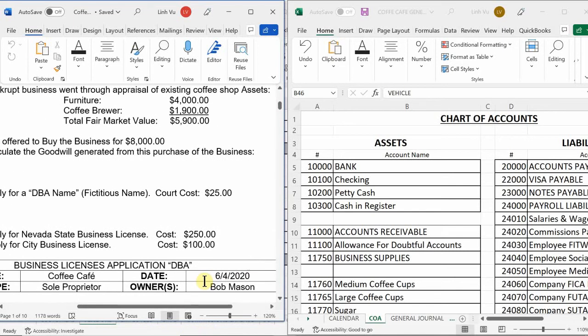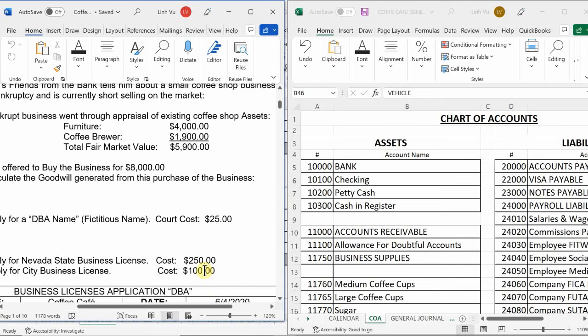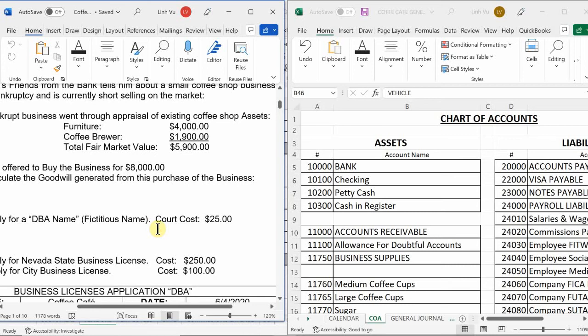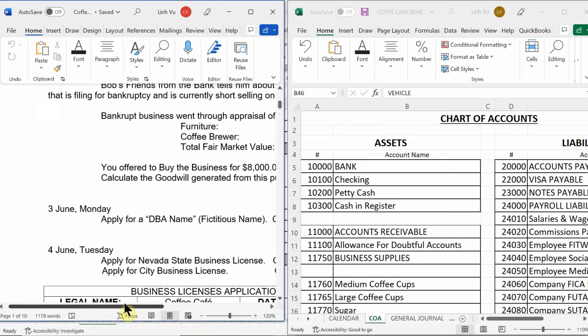So in this case, we had to pay some court and legal fees because right now, what is the business name? We don't really know what it was before, but we know that if we're buying out the business, that means the business is keeping its own name because we're continuing its operations. So we need to first change the name before we can apply for a business license using the new name. It costs us $25 to pay for the court fees to change the name legally to Coffee Cafe. All right? So, do we journalize this transaction?